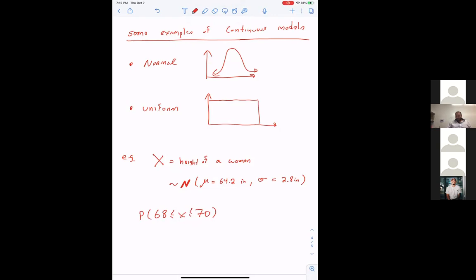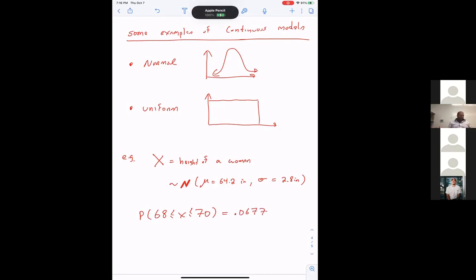You could go to second distribution and then go to normal CDF. Yeah. And then put in what? You'd put in 68 for the low, 70 for the high, and you just fill in the mean 64.2 and then the standard deviation 2.8. And what do I get? Let me put it in real quick. I got 0.0682. Yeah, so the book says 0.0677.